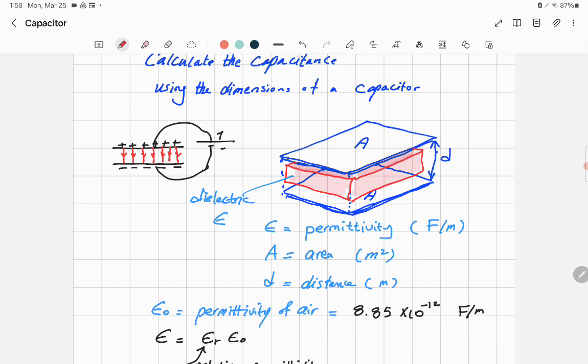But now we understand epsilon, A, D. So now tell me, how can you find the capacitance? How do we calculate the capacitance? The capacitance has a very simple equation. C is equal to epsilon times A divided by D. That's the capacitance. Remember, the capacitance just tells you how much charge can be stored. So to find the capacitance, you're going to use this equation, epsilon A over D. And don't forget, epsilon is equal to epsilon naught times epsilon R.